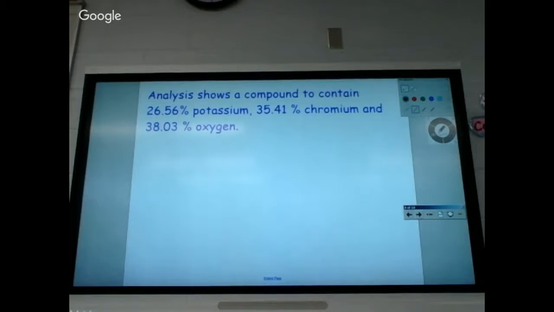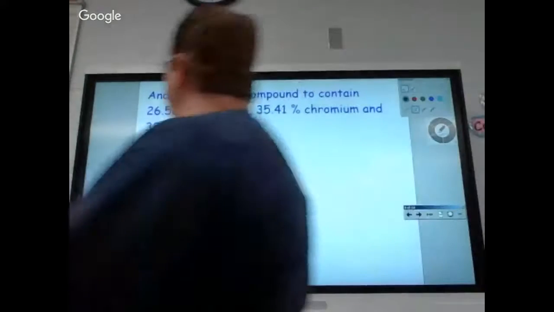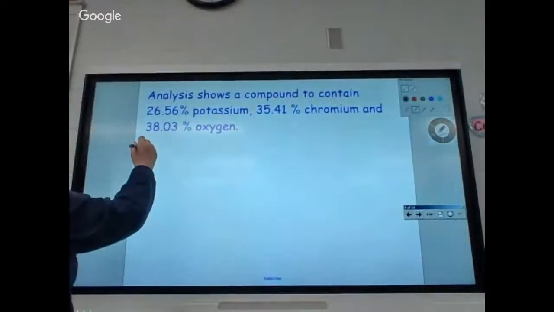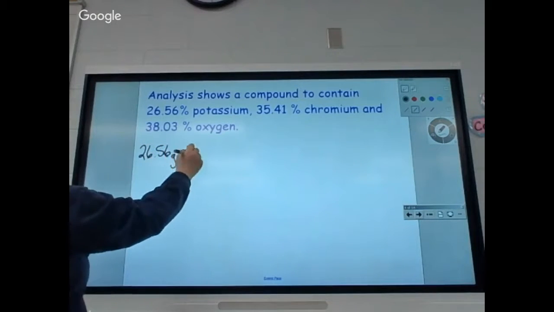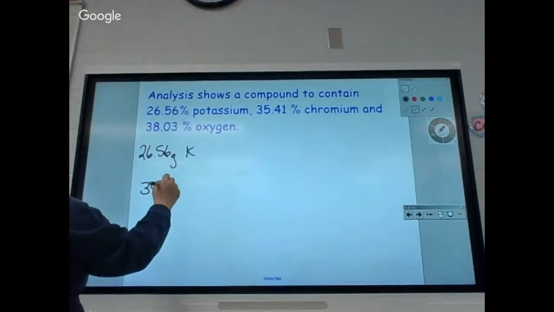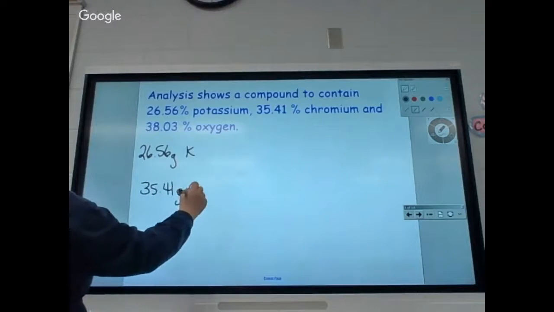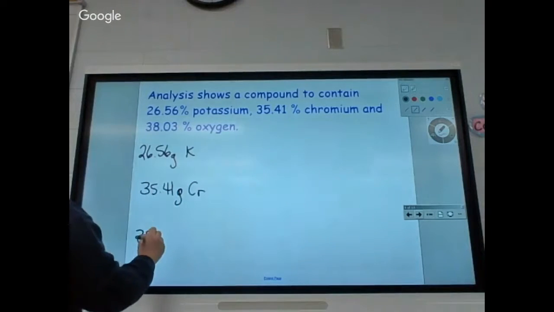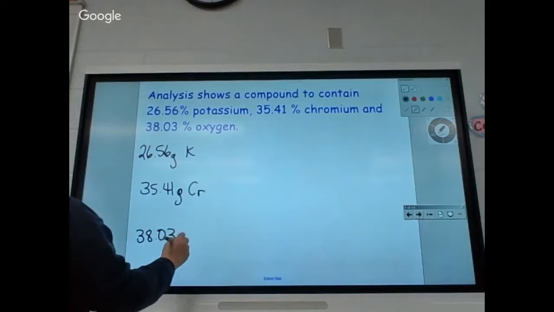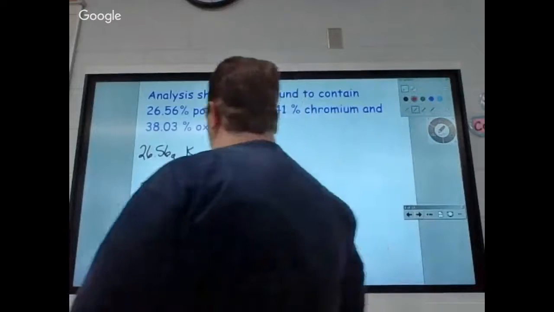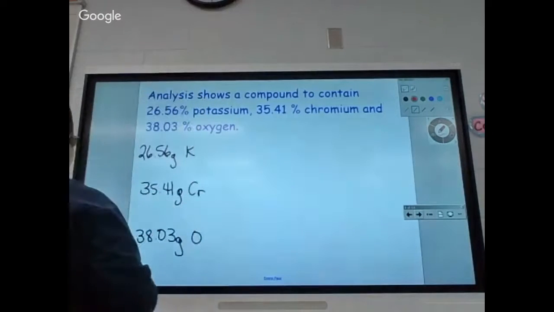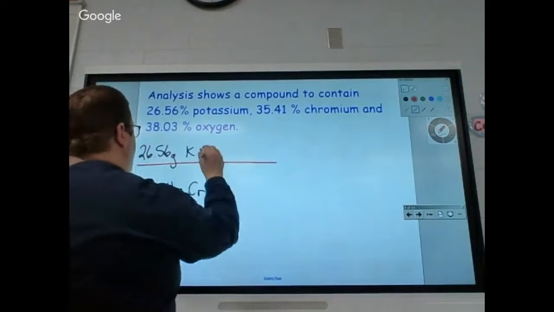All right, we're there? All right, so tell me what to do. You're going to write the numbers down. Okay, with what unit on the end? So 26.56 grams of K, 35.41 grams of Cr, and 38.03 grams of O. All right, from there, I'm going to do what to them? All right, convert them to moles.